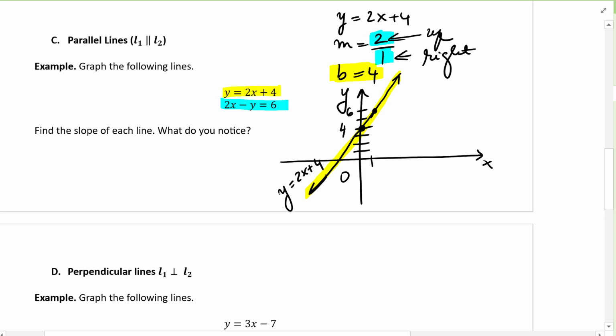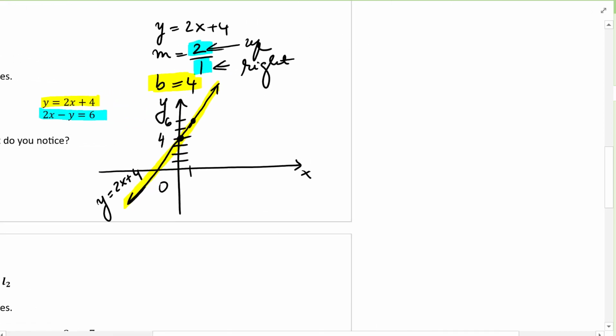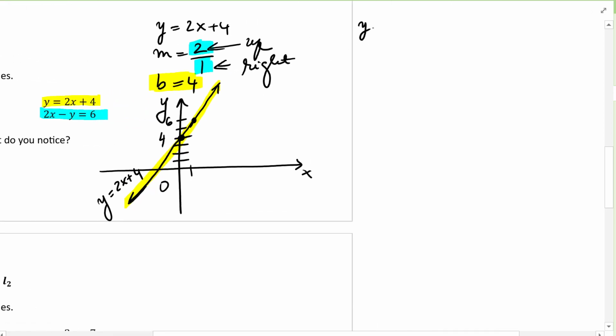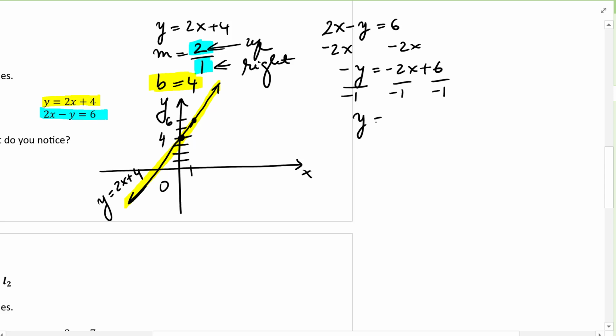Now let's do the second one, the blue one. I'm going to write it here. In this one, it's 2x minus y equals 6. So it's not in slope-intercept form. This is the standard form. So I'm going to write it in slope-intercept form. If we subtract 2x from both sides, we get negative y equals negative 2x plus 6. If we divide every single term by negative 1, we get y equals 2x minus 6.